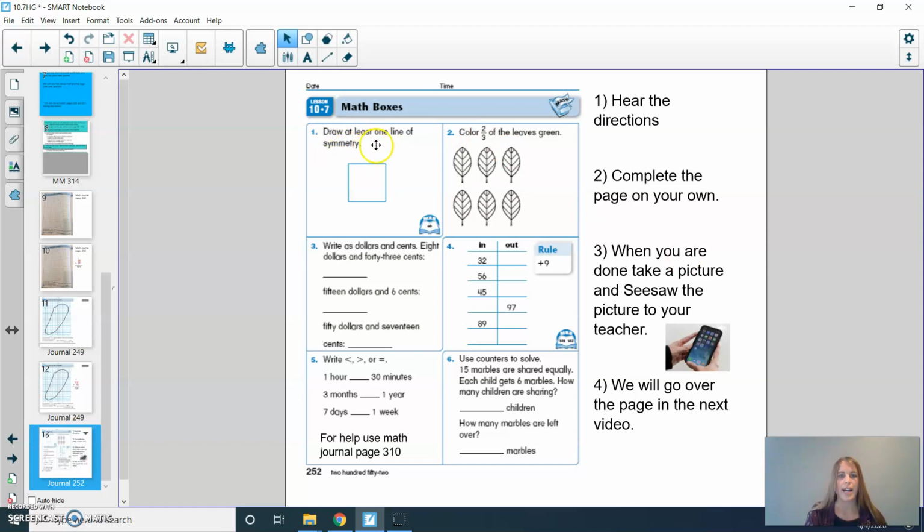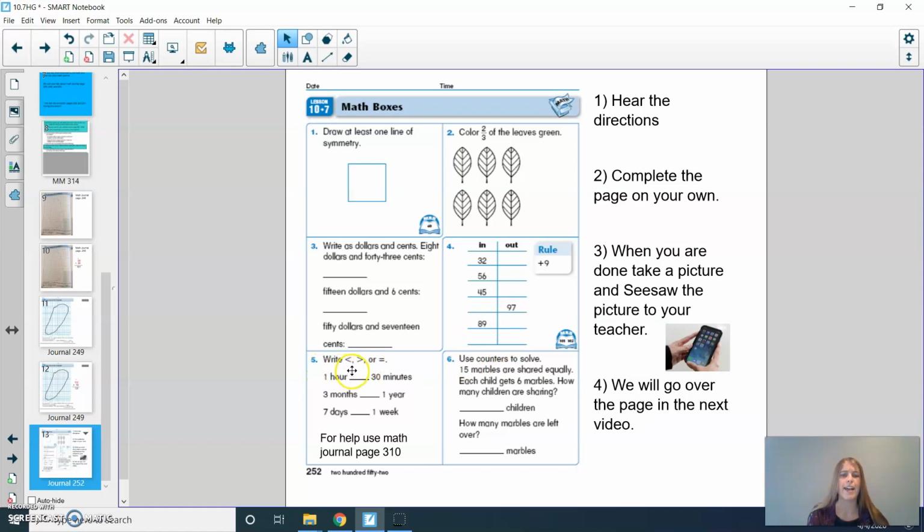So for question number 1, draw at least one line of symmetry. For question number 2, color 2/3 of the leaves green. Question 3, write as dollars and cents. So for each of these, put them in dollars and cents notation. For question number 4, they gave you the rule, so you need to figure out what's out for each of those. Remember when you're getting one like 97, which is already in the out, then you need to do the opposite. And then for the bottom, you can pick a number and then either add 9 if it's on the inside or subtract 9 if it's on the outside.